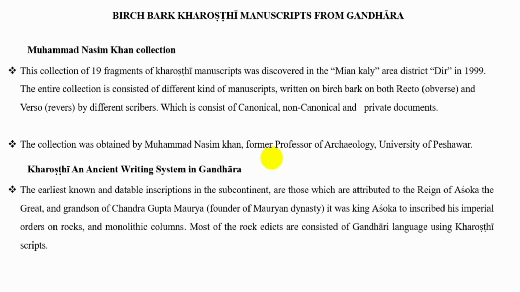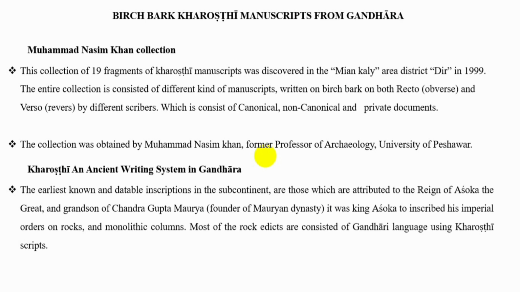The entire collection consists of different kinds of manuscripts written on both sides of birch bark, recto (obverse) and verso (reverse), by different scribes, and consists of canonical, non-canonical, and private documents. The collection was obtained by Muhammad Nasim Khan, former professor of Archaeology, University of Peshawar.